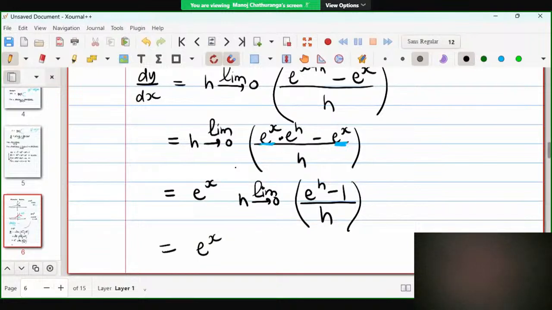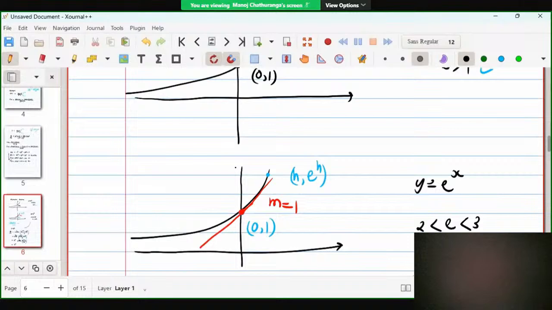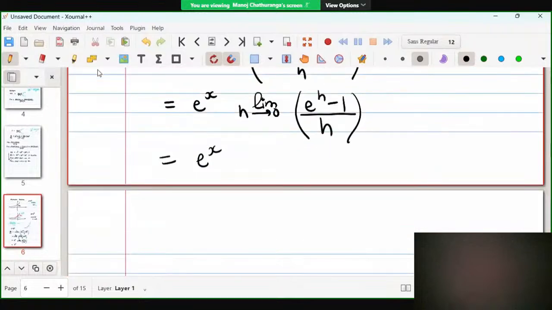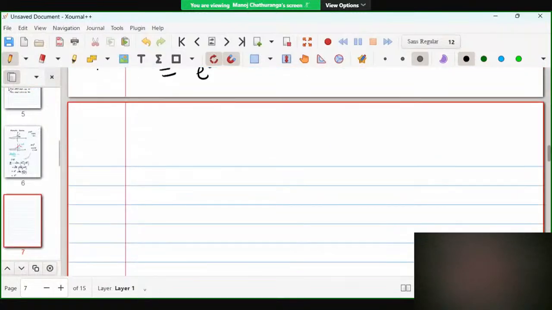So the derivative is just e to the power x. So the exponential function with base e has this very interesting property. Its derivative is itself. For e to the power x, the derivative, the slope of the tangent line, is also e to the power x.